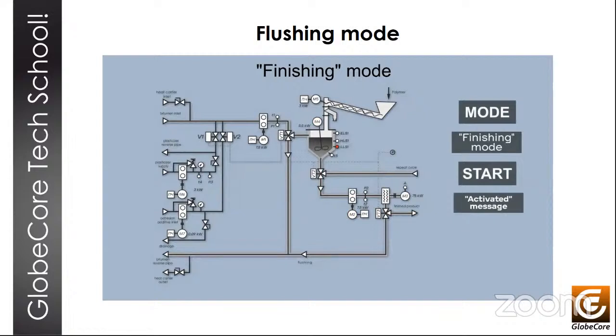Then the bitumen supply pump M1 stops. The VT1 valve goes to the position to supply bitumen to the return line. And then bitumen is taken from the mixer.